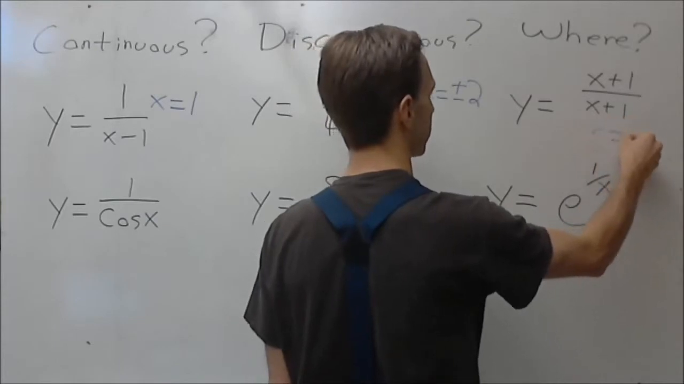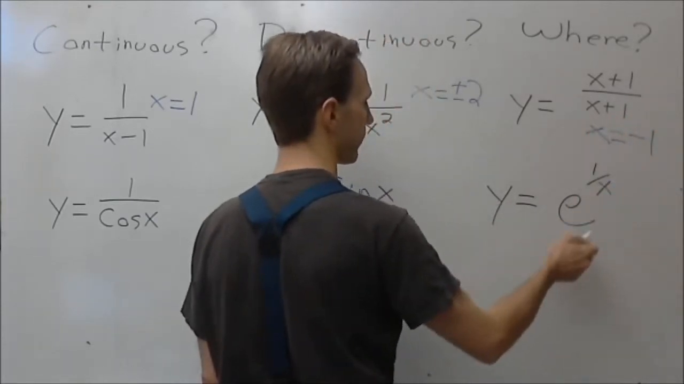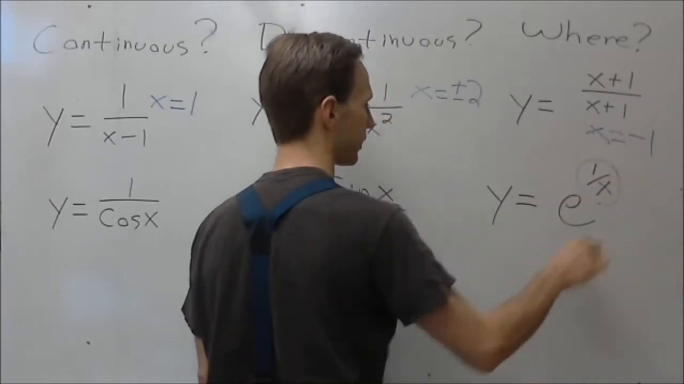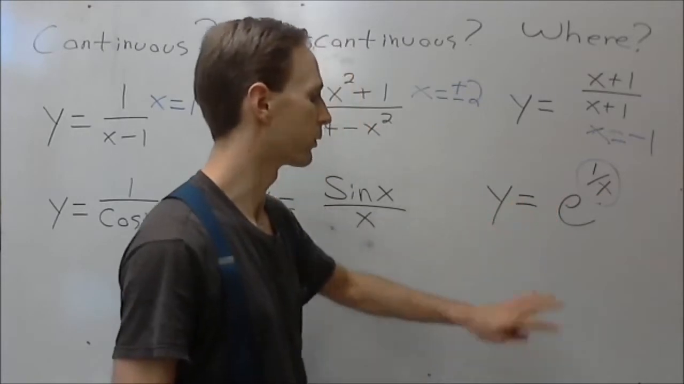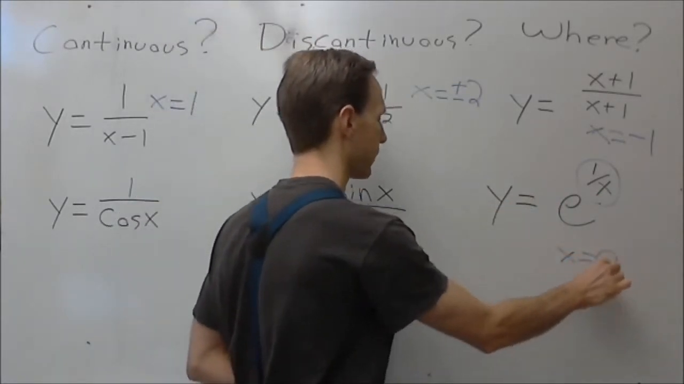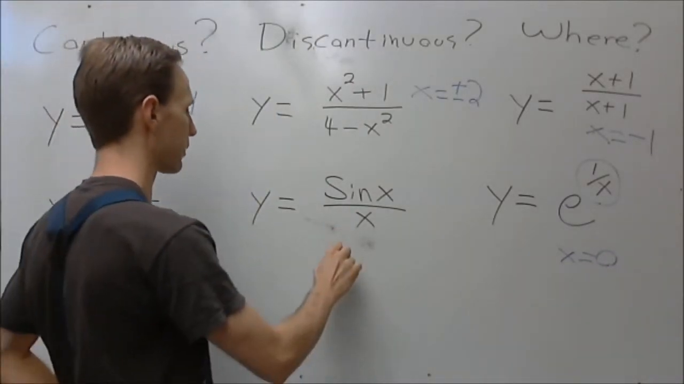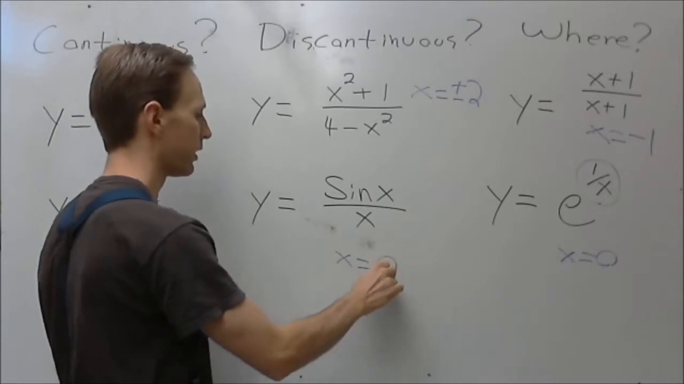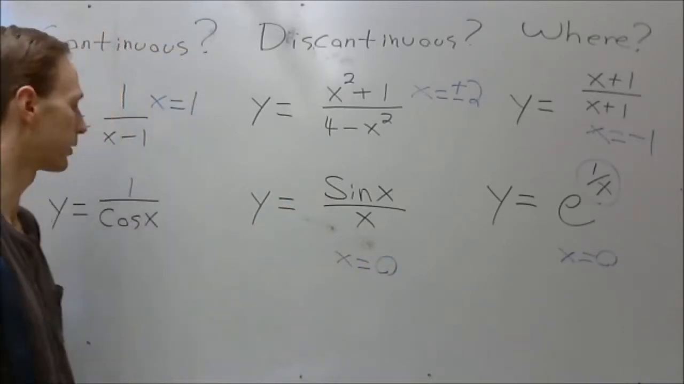So x equals negative 1. For that, come down here. The exponential is fine, you can plug anything into it, but you still can't divide by 0. So this function is going to have a discontinuity at x equals 0. This function is discontinuous also when x equals 0. Every other point is fine, but you still can't plug in 0 because it causes division by 0.